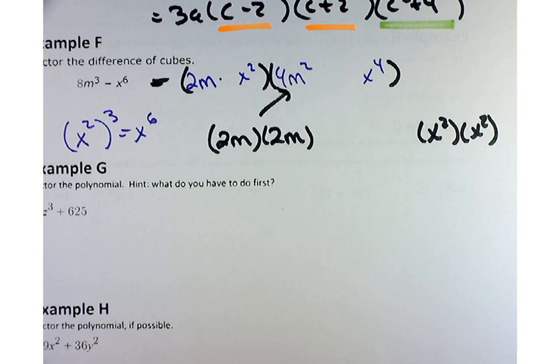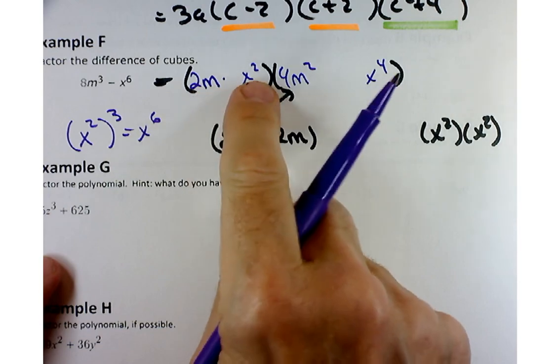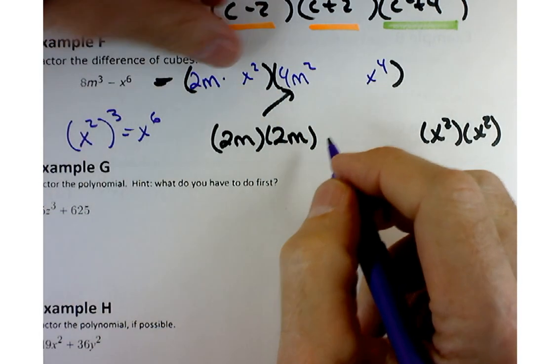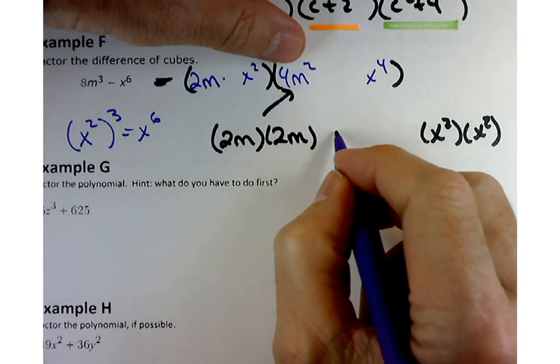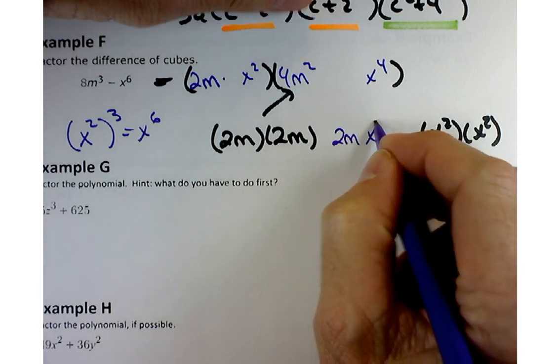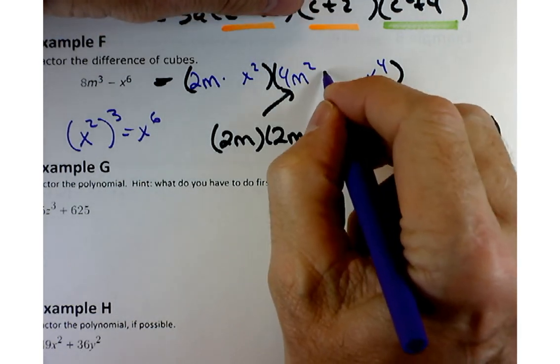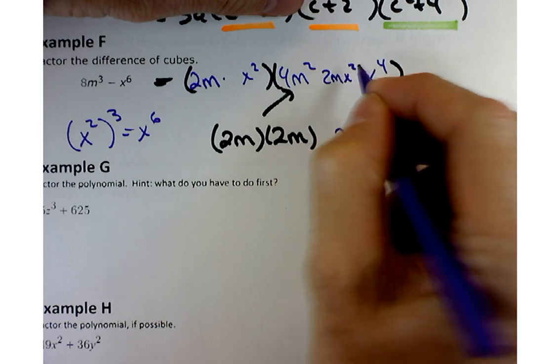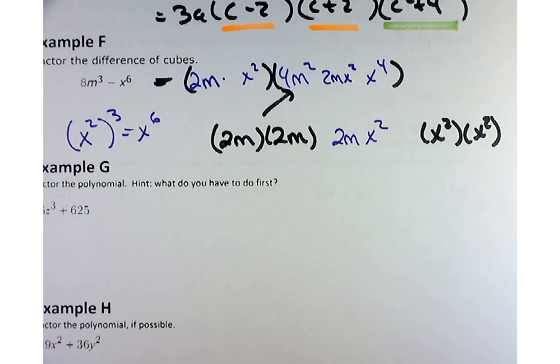And finally, I need something else in the middle. I've already done this times itself, this times itself. So my trick in the middle is to multiply this times this. So it's going to be 2m times x squared, and that's just going to give me a 2mx squared. And I don't worry about the signs until I'm all done with that.